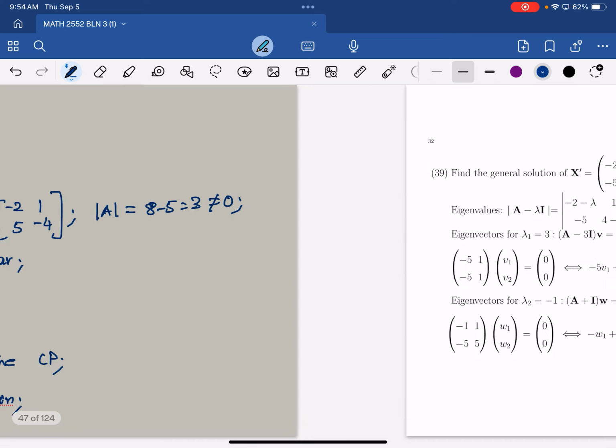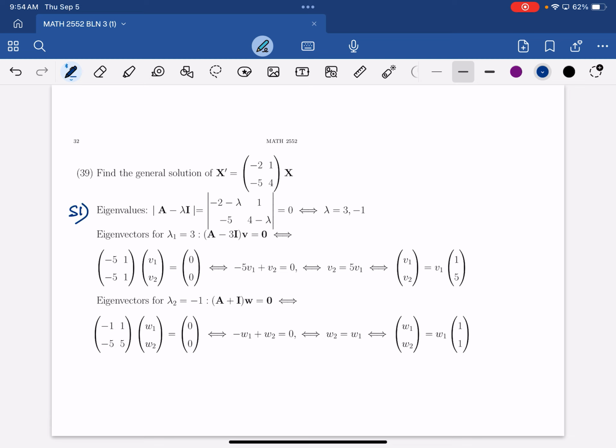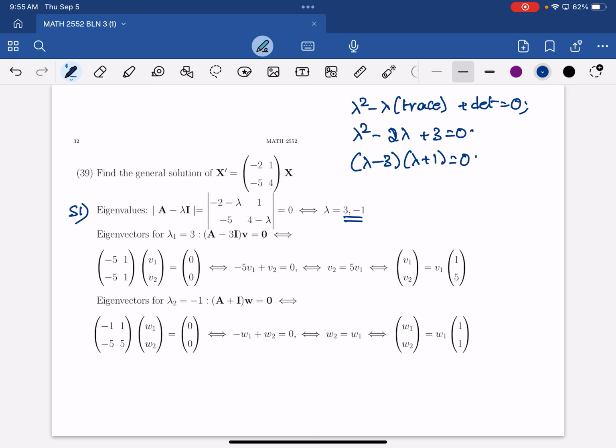Then the next step is to find the eigenvalues. Are you comfortable with saying 3 and negative 1 would be my eigenvalues, or do you want me to show that? You must have seen that lambda squared minus lambda times trace plus determinant equals 0, because it's a 2 by 2 matrix. So you get lambda squared minus 2 lambda, and the determinant turned out to be plus 3 equals 0. I hope I'm right on this. Am I right? I'm wrong.